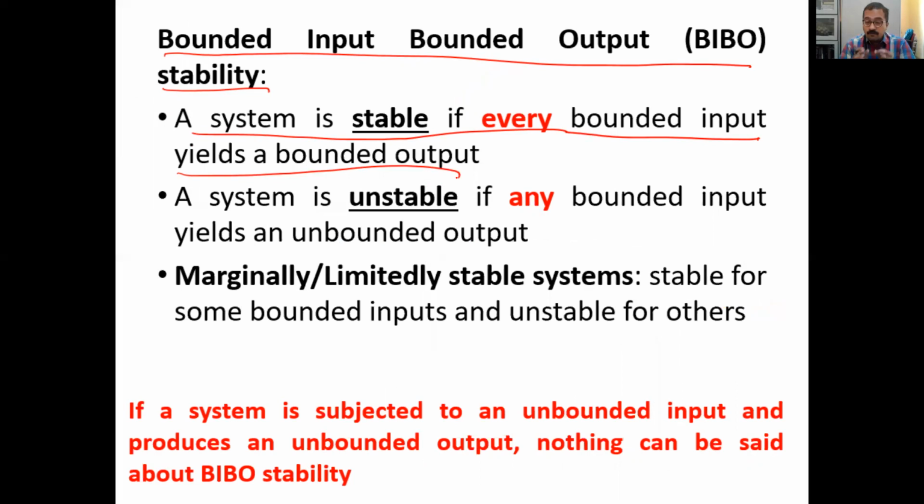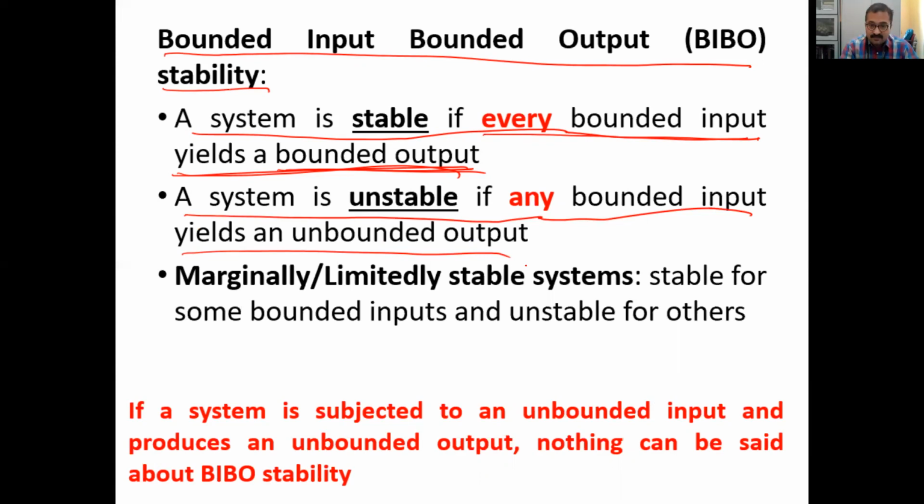Bounded output means the output in totality, both the transient part and the steady state part, or the natural response plus the forced response. A system is said to be BIBO stable if every bounded input yields a bounded output. A system is BIBO unstable if any bounded input yields an unbounded output. So it speaks only in terms of bounded inputs and bounded outputs.